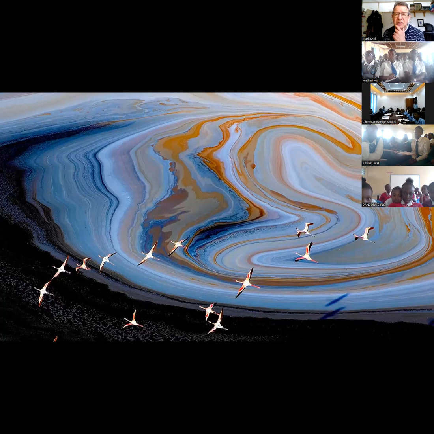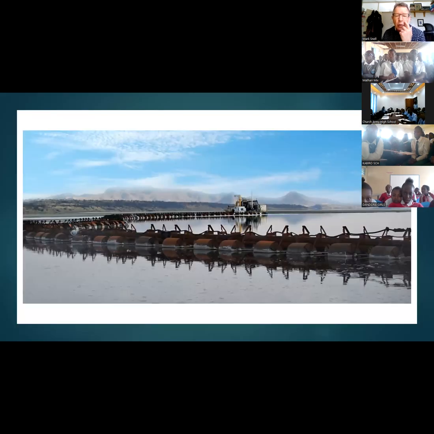It's a rather good picture, isn't it? But on the lake, we have this. Now, this is basically an engine which drives these buckets, pulls them along.